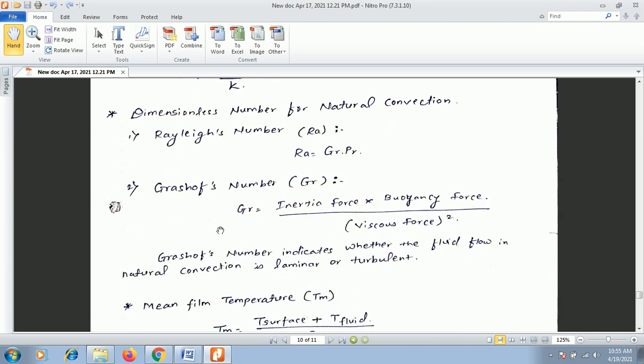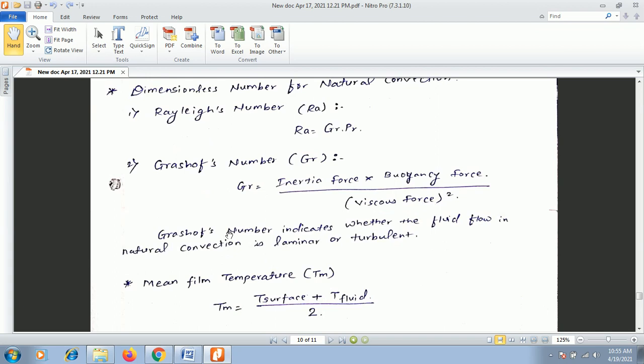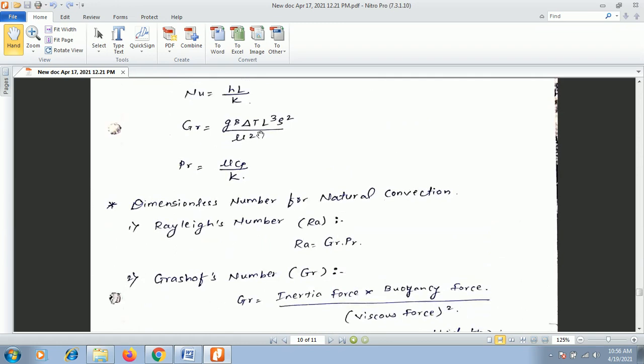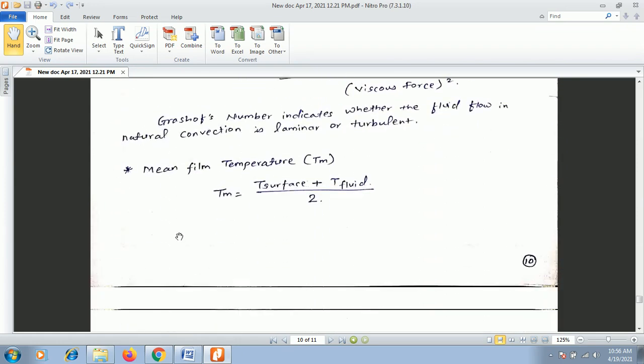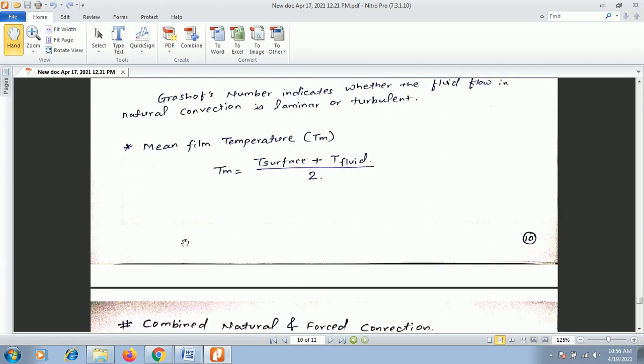The second number is the Grashof number. It is the ratio of inertia force into buoyancy force divided by viscous force squared. So the Grashof number indicates whether the natural convection flow is laminar or turbulent. It is represented as g beta delta T L cube rho square divided by mu square, where g is the acceleration due to gravity. So it takes care of the gravitational force, and beta is the cause of the buoyancy force.